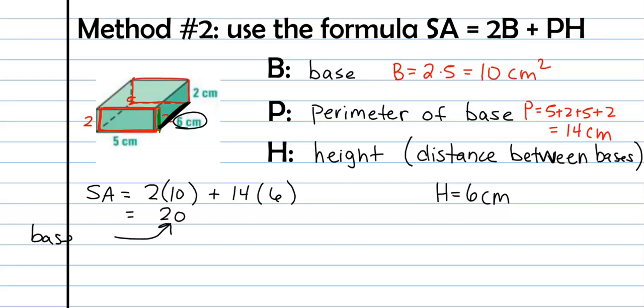Your worksheet is going to ask you to do these separately. So where it says base area, that's your answer there, 20. Okay, plus 14 times 6. 14 times 6 is going to be 84. That is your lateral area.